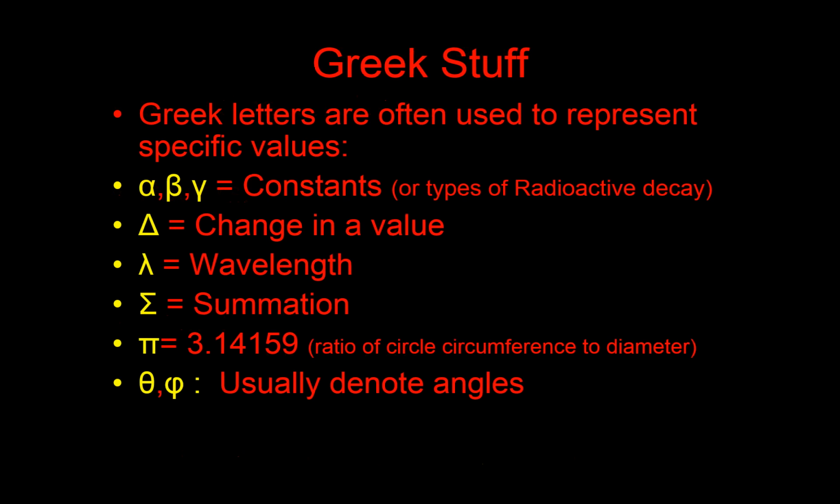You may also see Greek lettering. So Greek letters are often used to represent specific values. Alpha, beta, gamma, these are often constants. You can see these representing types of radioactive decay, although this class does not delve into that. Delta usually represents some change in a value, whereas lambda is usually a wavelength, sometimes a constant. Here we have an epsilon, which is a summation. Pi, which you should be familiar with, being 3.142, which is the ratio of the circumference to the diameter, is definitely a useful value to know. Theta and phi, where applicable, usually denote angles in a problem.